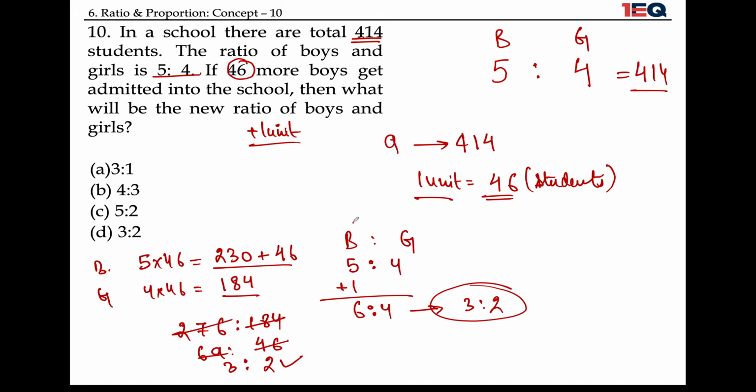Okay, so I have B is to G, so 6 is to 4. 6 is to 4. So we are coming back to the same point. Okay, I hope we are doing good over here.